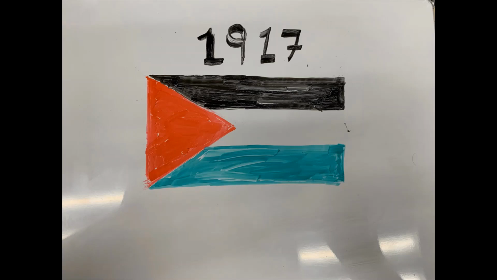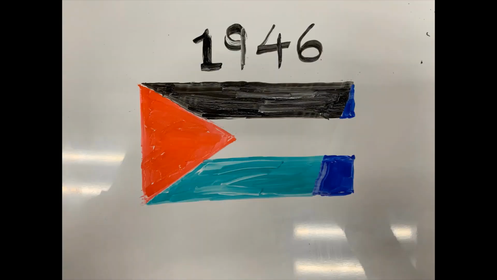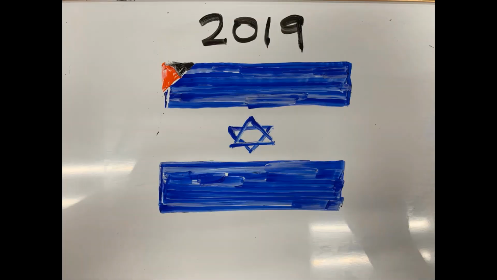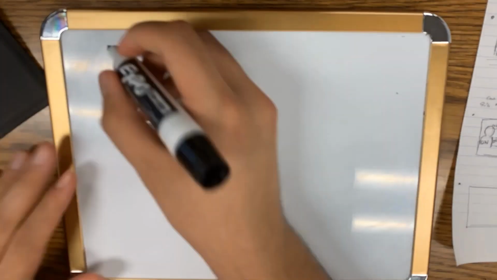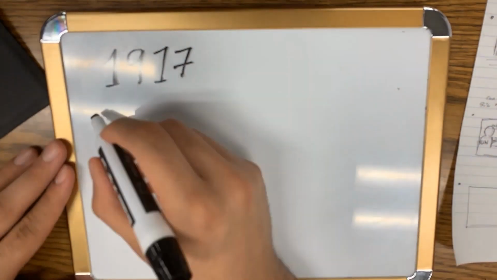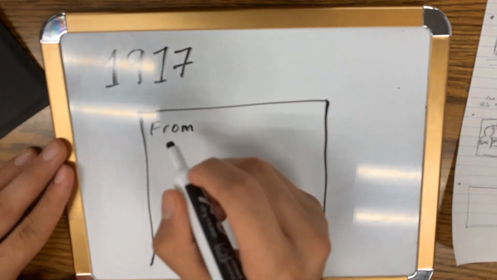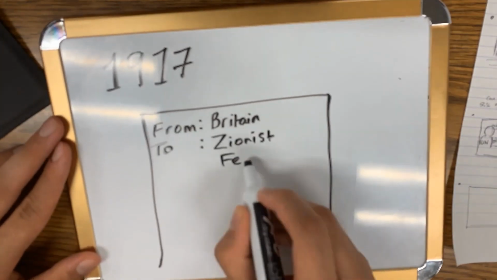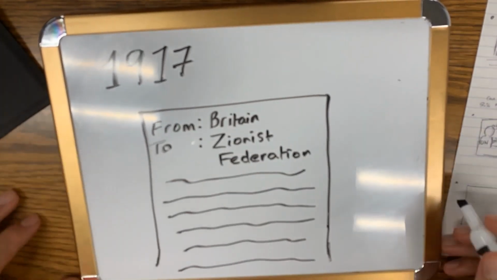In 1917, what was known as Palestine, slowly over the years, became what is known today as Israel. It all started in 1917 when the British Foreign Secretary sent a letter to the President of the Zionist Federation, declaring the British government would be in favor of establishing a Jewish home in Palestine while under British control.